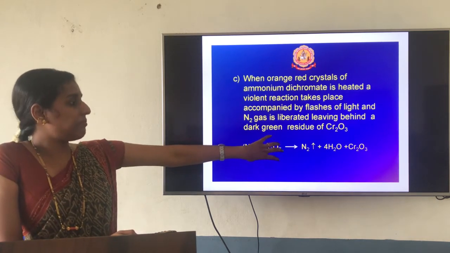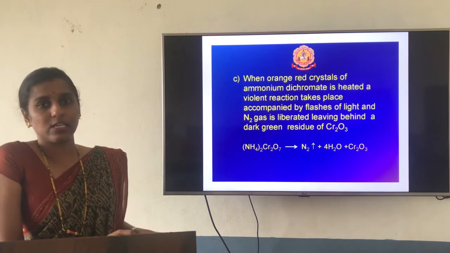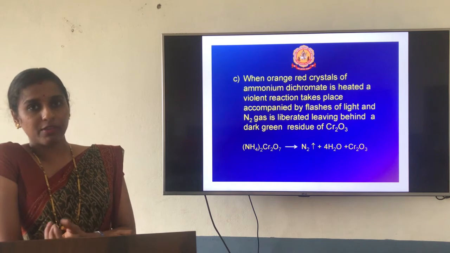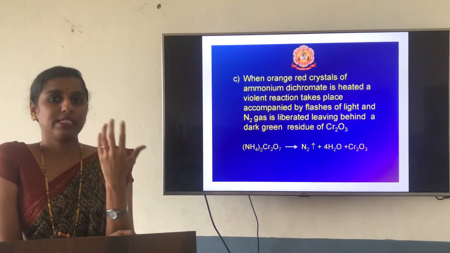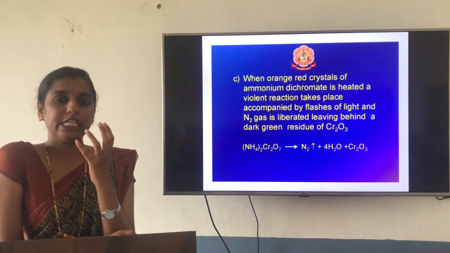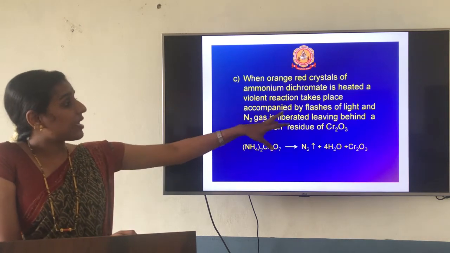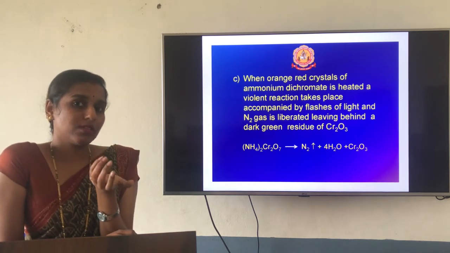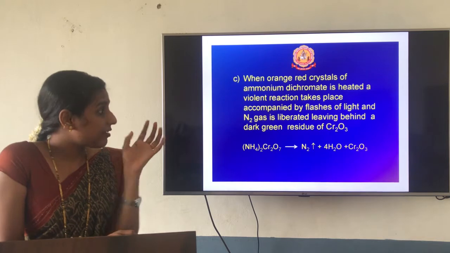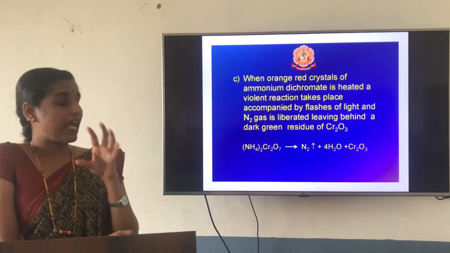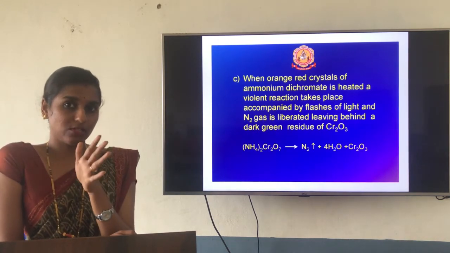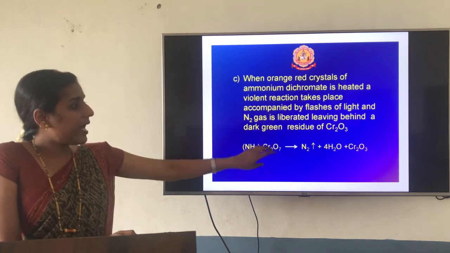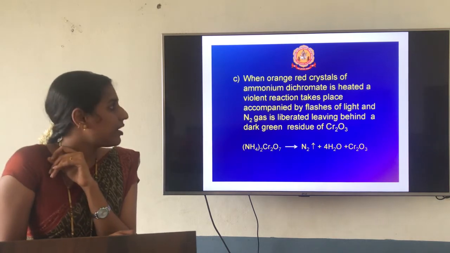Now this can be done in the lab also. This is the orange crystal. You can take it in a test tube. When you heat that orange crystal, suddenly you can see the change in the color of the salt. It will turn dark green, and you can see some flashes of light from the test tube. You can observe the formation of that dark green residue as well as flashes of light in your test tube, so you can make out that the decomposition reaction has taken place. One reactant has given three products over here.